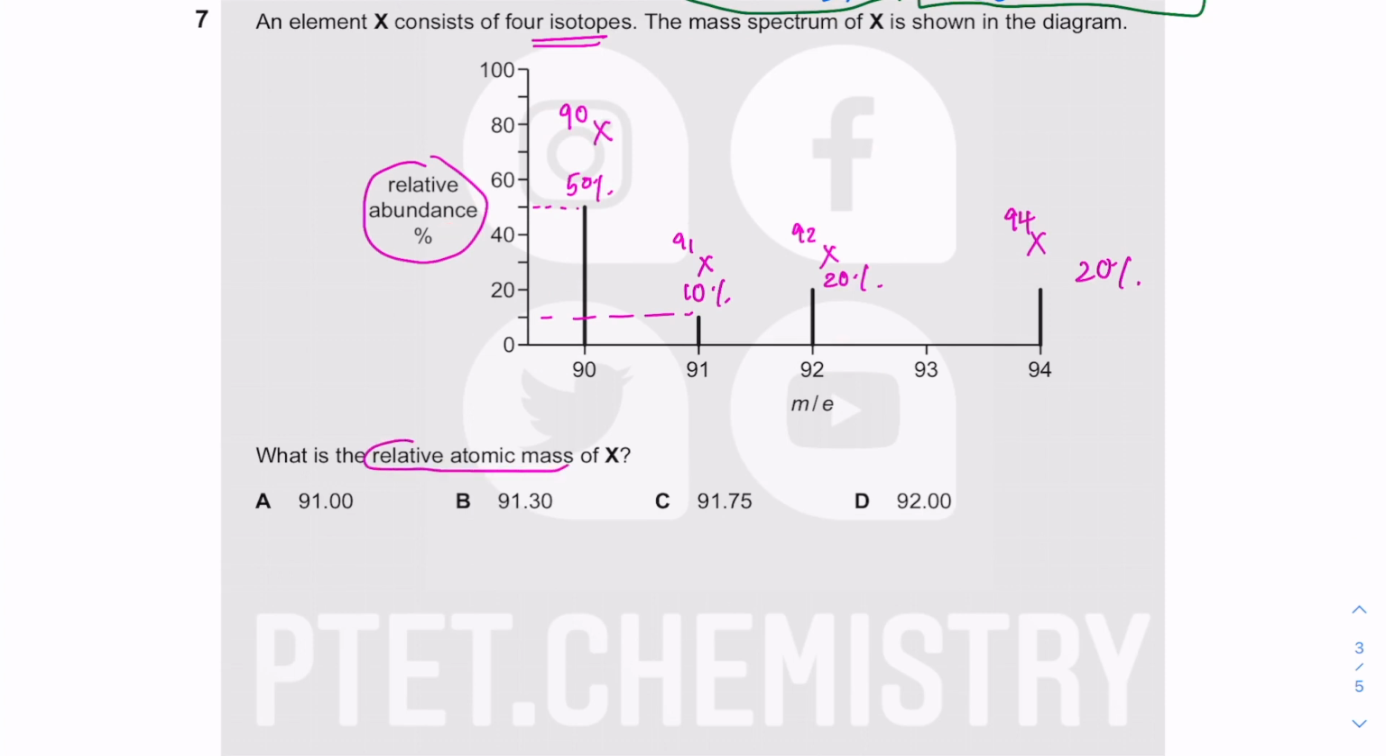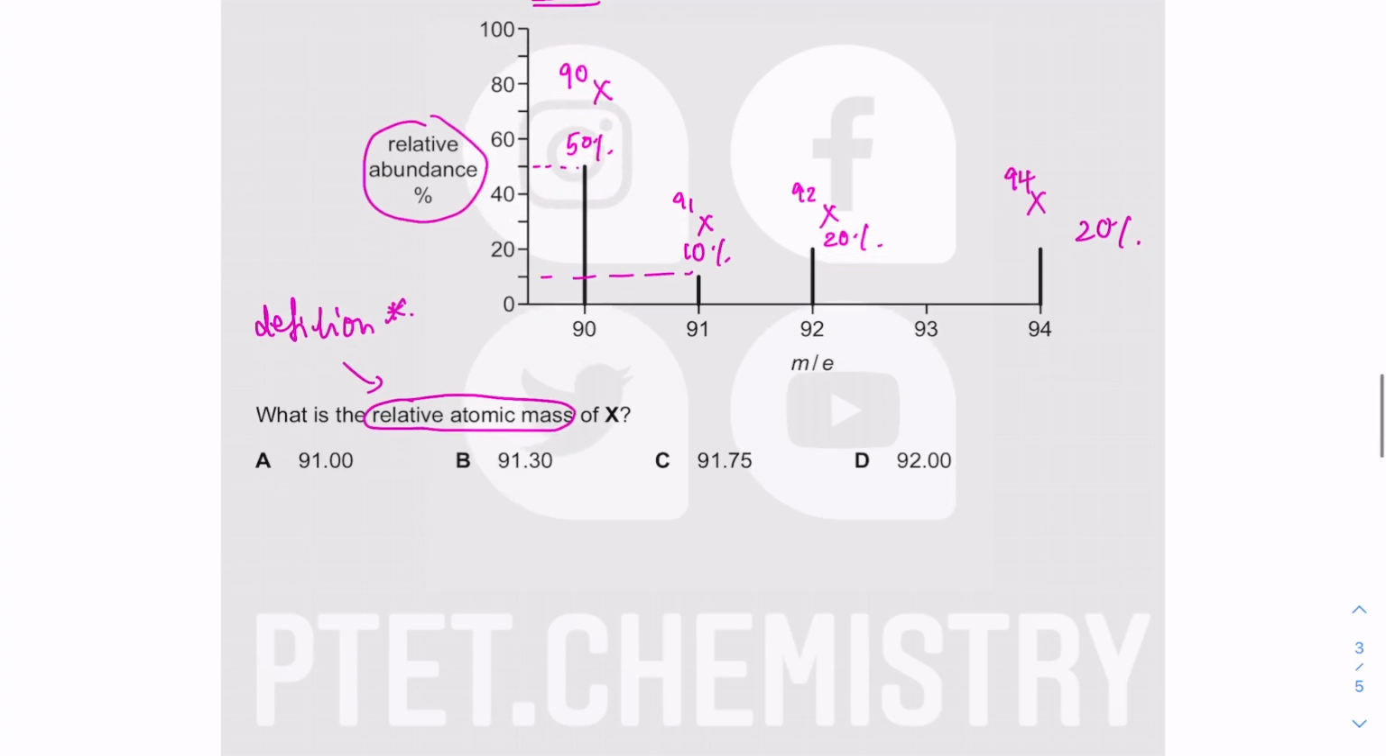Relative atomic mass is defined as the average mass of an atom of X relative to 1/12 of the mass of an atom of carbon-12 isotope. So the definition is required in the syllabus. It is relative to 1/12 the mass of an atom of carbon-12 isotope. So make sure you can define them. But this question is asking you how to work out the relative atomic mass, which is basically the average mass of an atom.